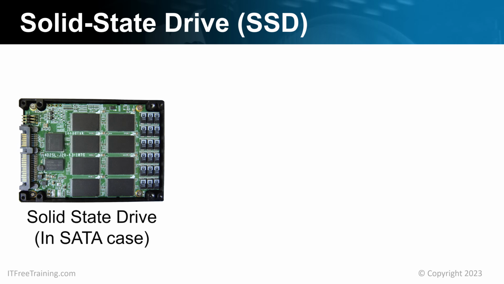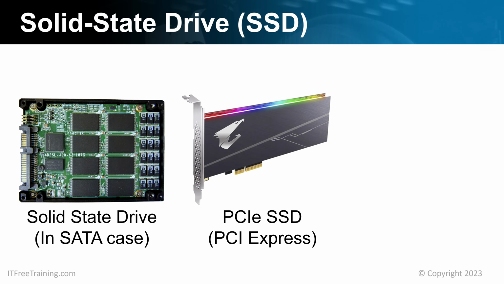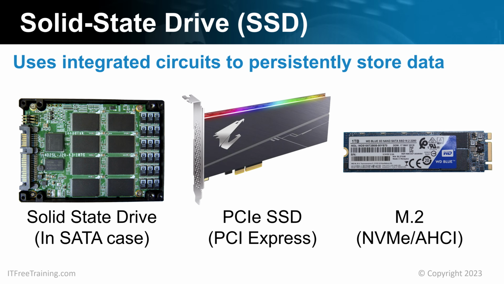These are solid-state drives, PCI Express, and M.2. These all essentially use integrated circuits to persistently store data. This means once the data is written, it will still be available if the computer is switched off. Although they look different, they all use the same kind of chips to store data and thus are all considered to be solid-state drives. Solid-state drives became commercially available back in 1991.